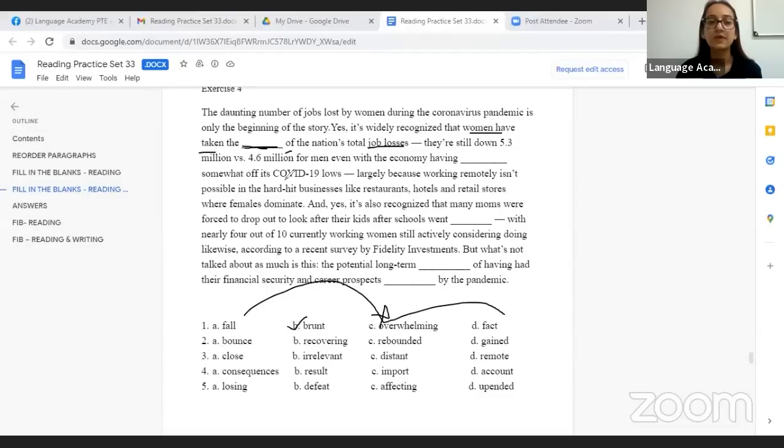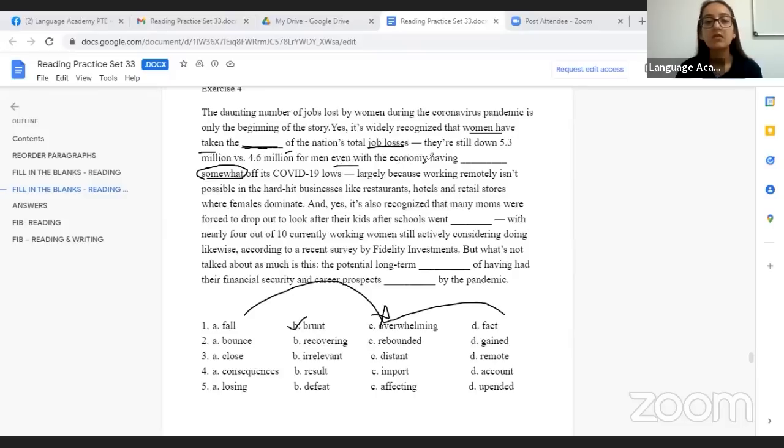They are still down 5.3 million versus 4.6 million for men, even with the economy having dash somewhat off its COVID-19 lows. So somewhat is also an adverb. You can add it to your list. With the economy having dash off its COVID-19 lows. So they say this is still the case that women are unemployed, even with something positive having happened, still they are unemployed. So writing style tells us that this has to be something good with the economy.